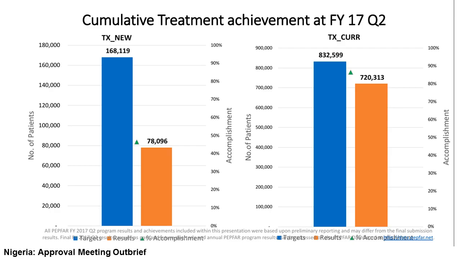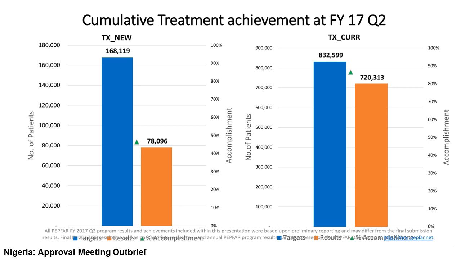So this is an example that shows, I think quite well from Nigeria, that difference between a rolling indicator and a cumulative indicator. So here, the TX new are being presented on the left-hand side. Those are the number of new people initiated onto treatment. The targets are in blue bars, and the results through 2 quarters are in the orange bars. This is through 2 quarters, so they should be about 50% of the way through the targets at this point, in general, on a rolling indicator.